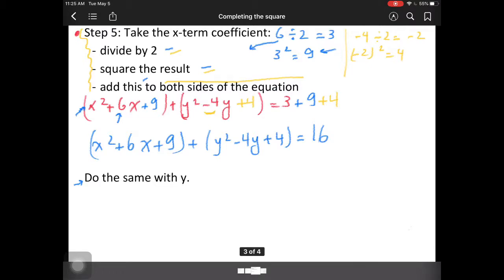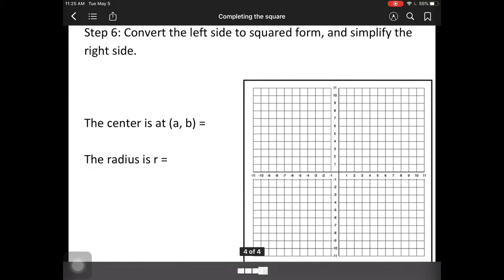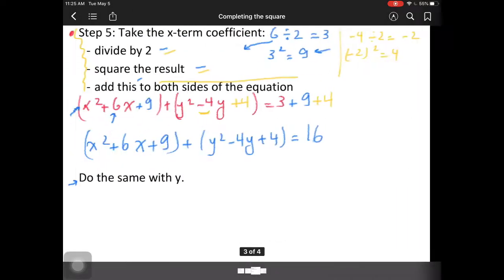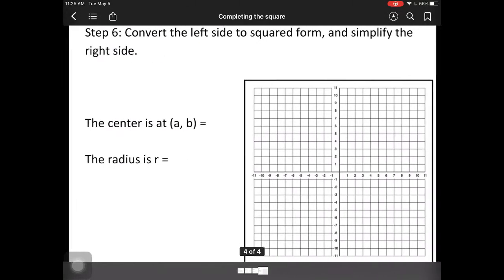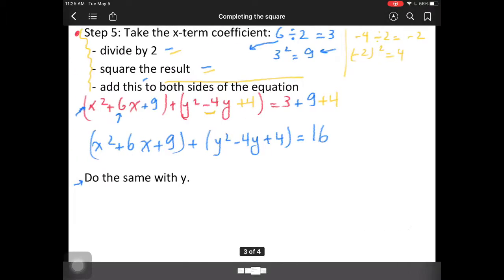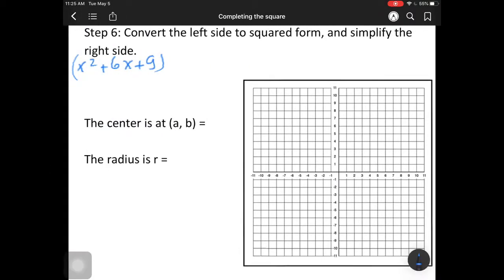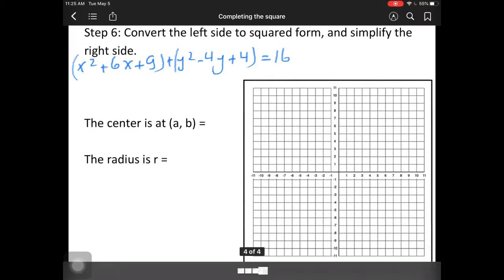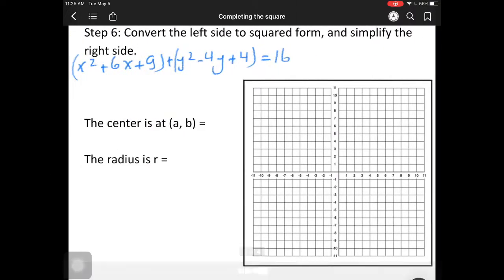Let's go to step 6. Step 6 says convert the left side to squared form and simplify the right side. Let's copy it. x squared plus 6x plus 9, y squared minus 4y plus 4 equals 16. Let's double check. Yes, it is correct.